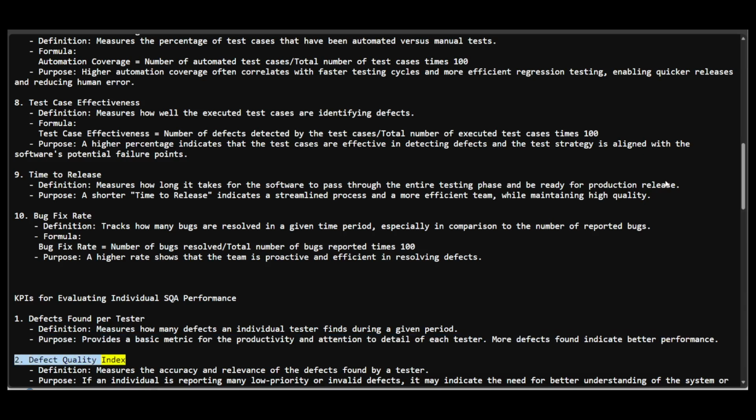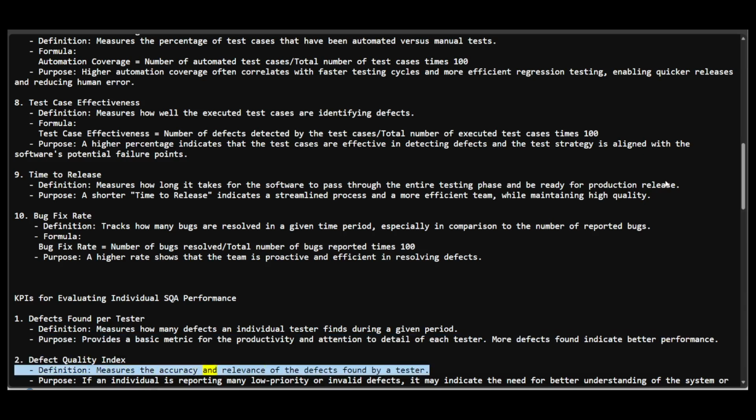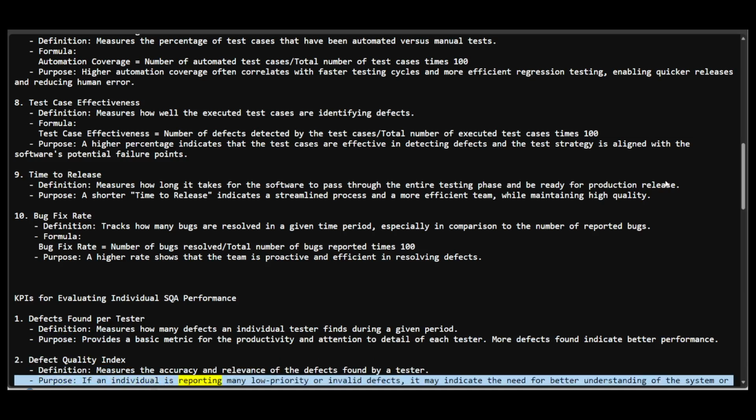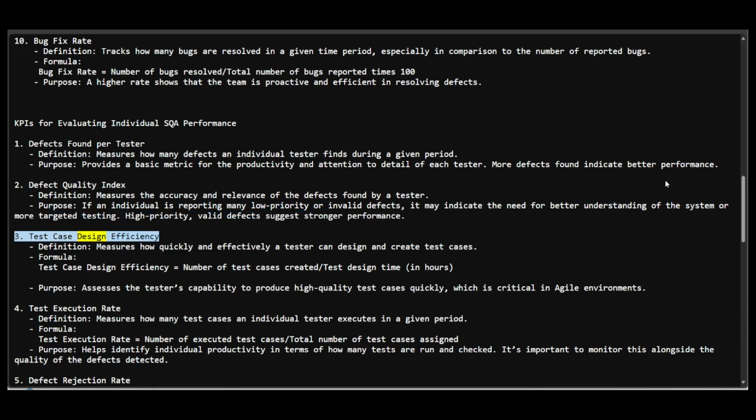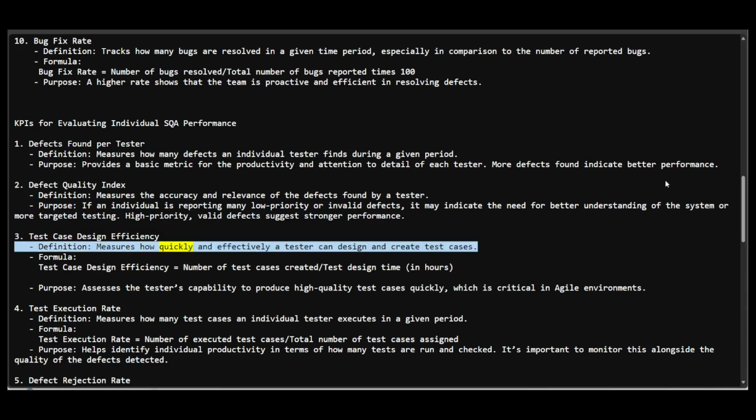2. Defect quality index. Definition: measures the accuracy and relevance of the defects found by a tester. Purpose: if an individual is reporting many low priority or invalid defects, it may indicate the need for better understanding of the system or more targeted testing. High priority, valid defects suggest stronger performance. 3. Test case design efficiency. Definition: measures how quickly and effectively a tester can design and create test cases.